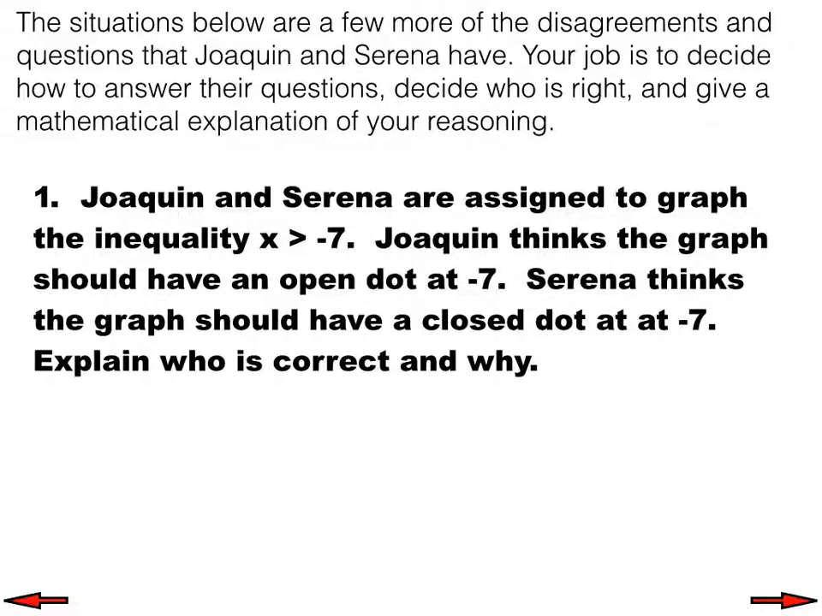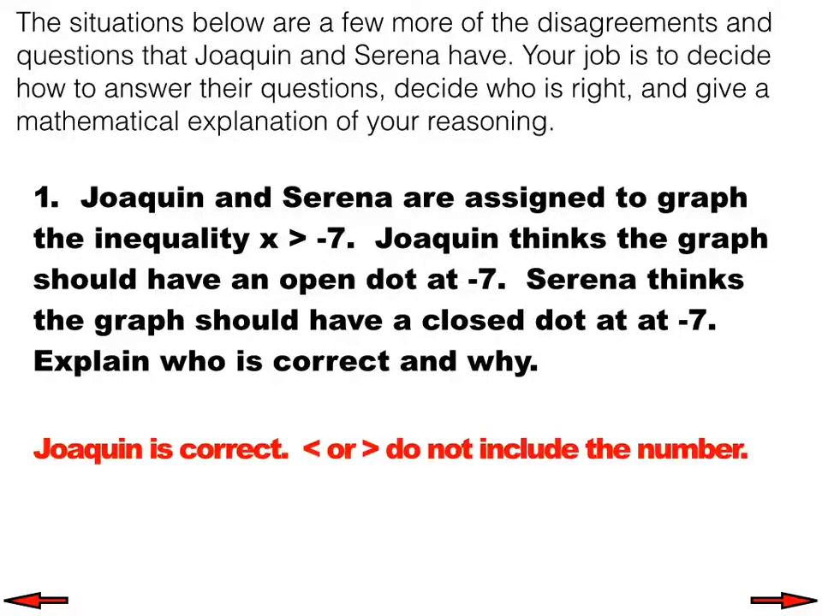Well, this one is a super easy one. Who is correct, Joaquin or Serena? Joaquin. Anytime we're asked to graph greater than or less than, it has to be an open dot because it does not include the number, whereas if it's a closed dot, it has to include the number. So when we answer these, that's the type of explanation that we need to use.